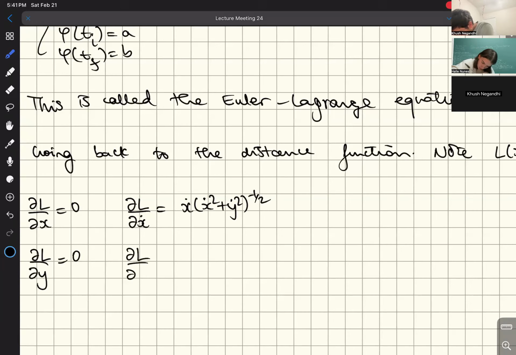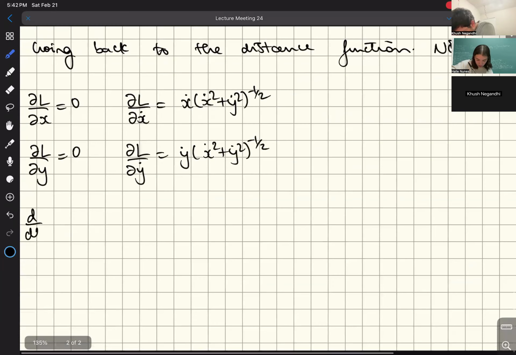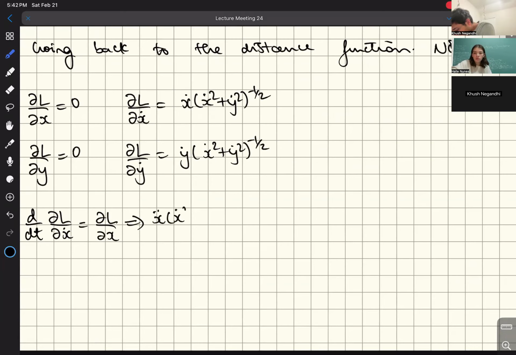And partial L partial y dot is equal to y dot times (x dot squared plus y dot squared) to the negative 1/2. What this now tells us is that d by dt of partial L partial x dot equals partial L partial x, which means that x double dot is just this, and similarly for the y coordinate.